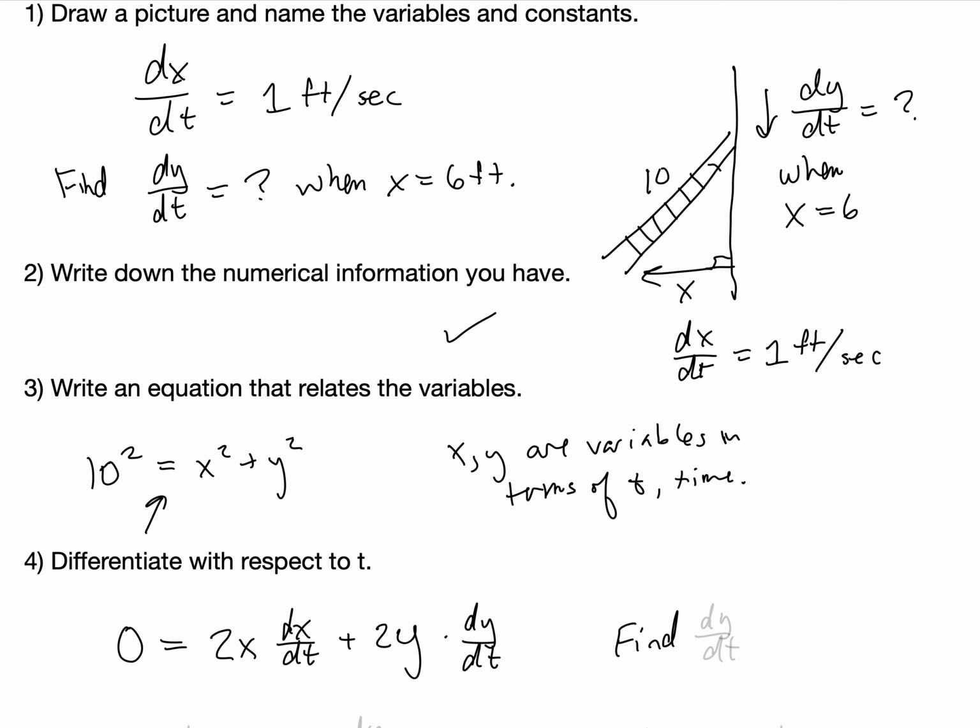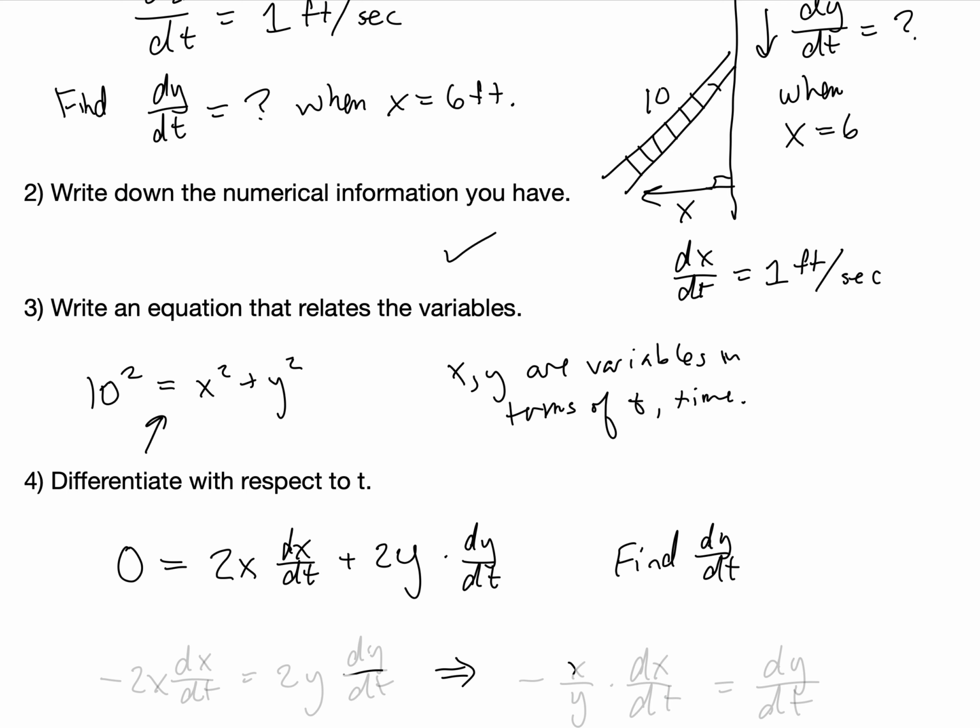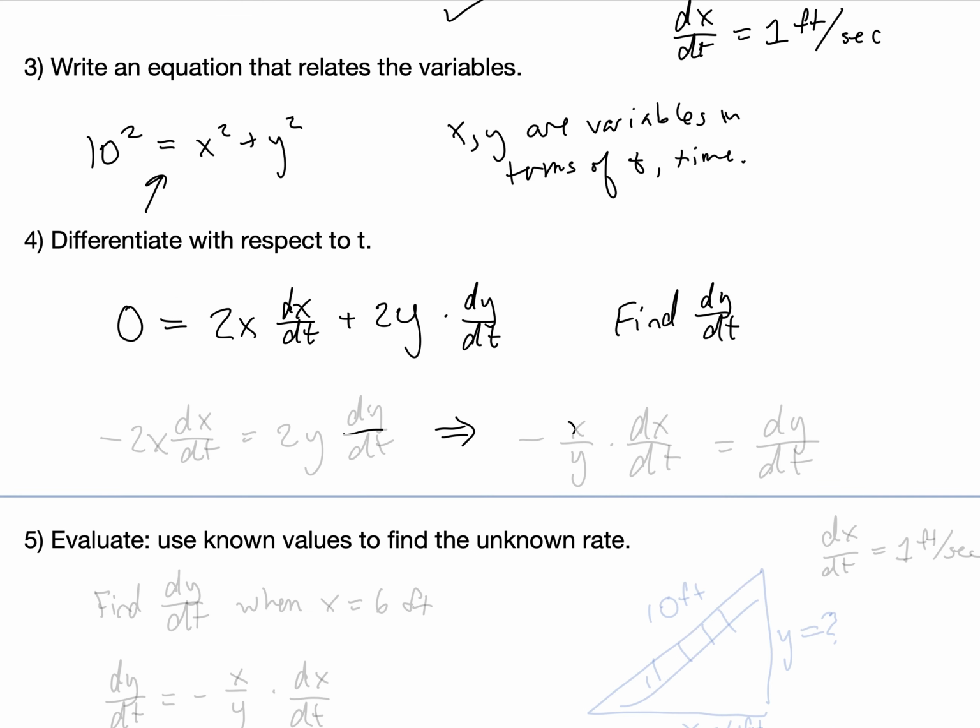So we're trying to find dy/dt at a certain moment, and therefore we're going to solve this equation for dy/dt. So we'll subtract 2x dx/dt to the other side. Negative 2x dx/dt equals 2y dy/dt. And now we can divide both sides by 2y to get dy/dt by itself. Dividing by 2, the 2's will cancel. So negative x over y times dx/dt is equal to dy/dt.